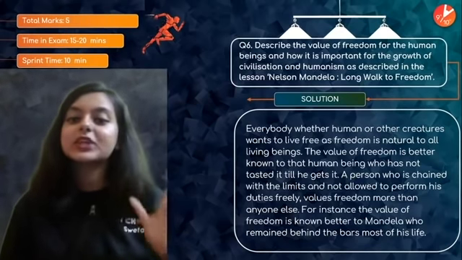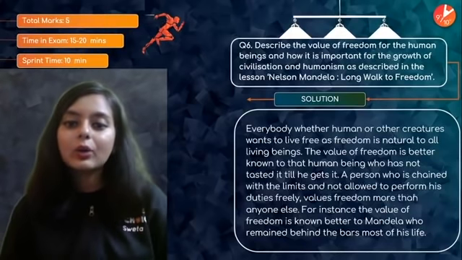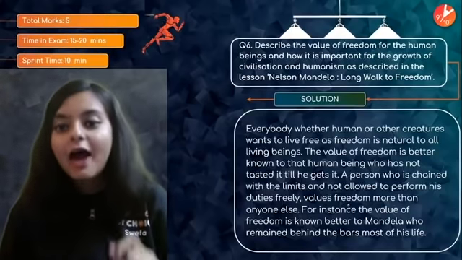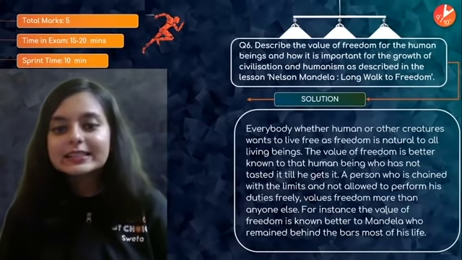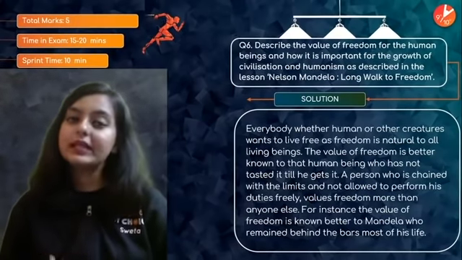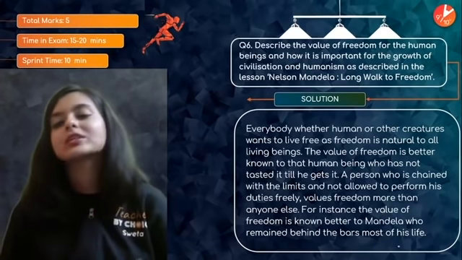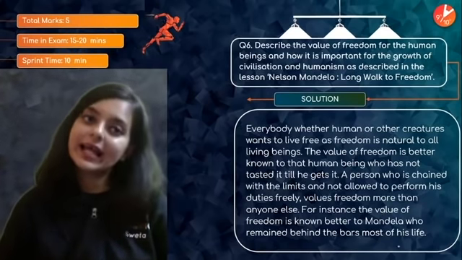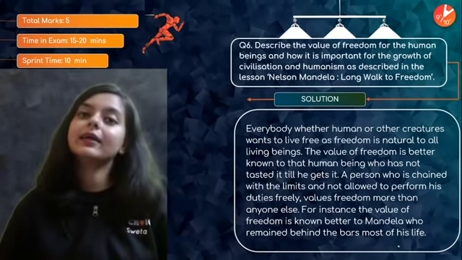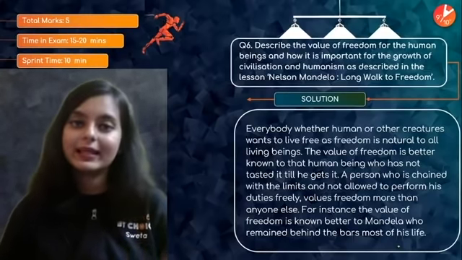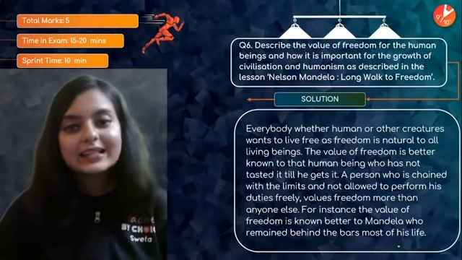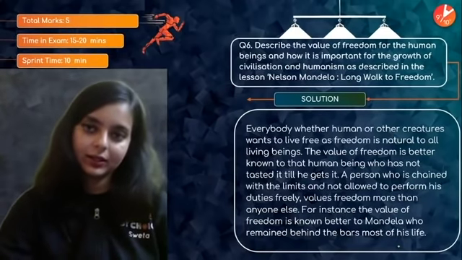A person who is chained within limits and not allowed to perform the duties freely values freedom more than anyone else. For instance, the value of freedom is better known to Nelson Mandela, who himself was behind the bars for most of his life. So definitely, he understood the value of freedom more than anyone else could. That is the answer to the question.